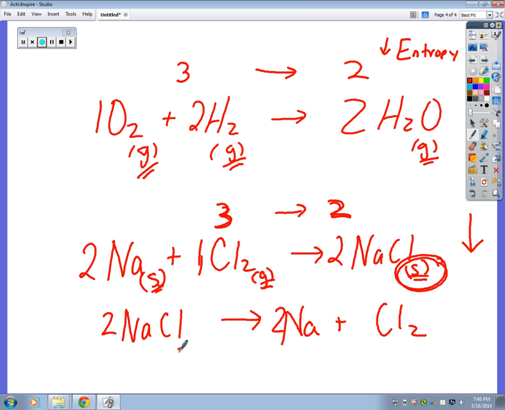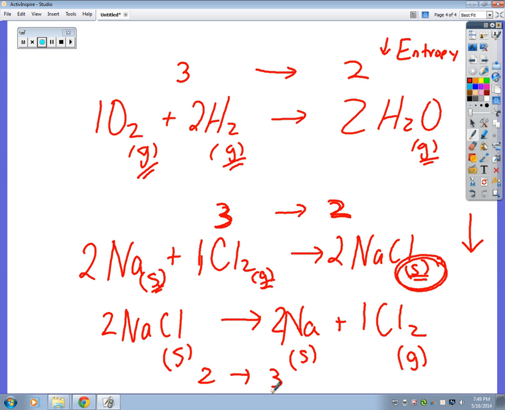Let's look at this one. Here I have a solid, and it's going to a solid and a gas. Isn't a gas a little crazier? So what's happening? I have 2 moles on this side going to 3 moles on this side. That's getting a little kookier. It's crazier. It's less orderly.